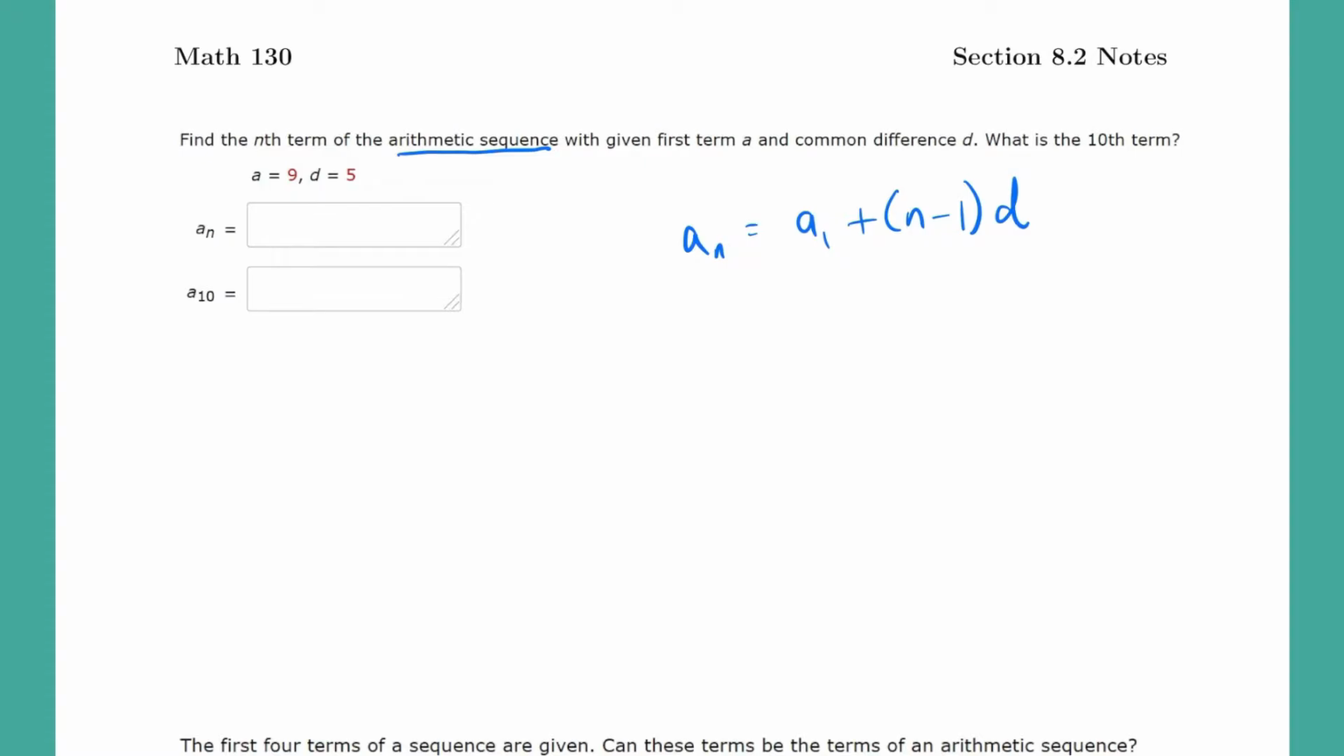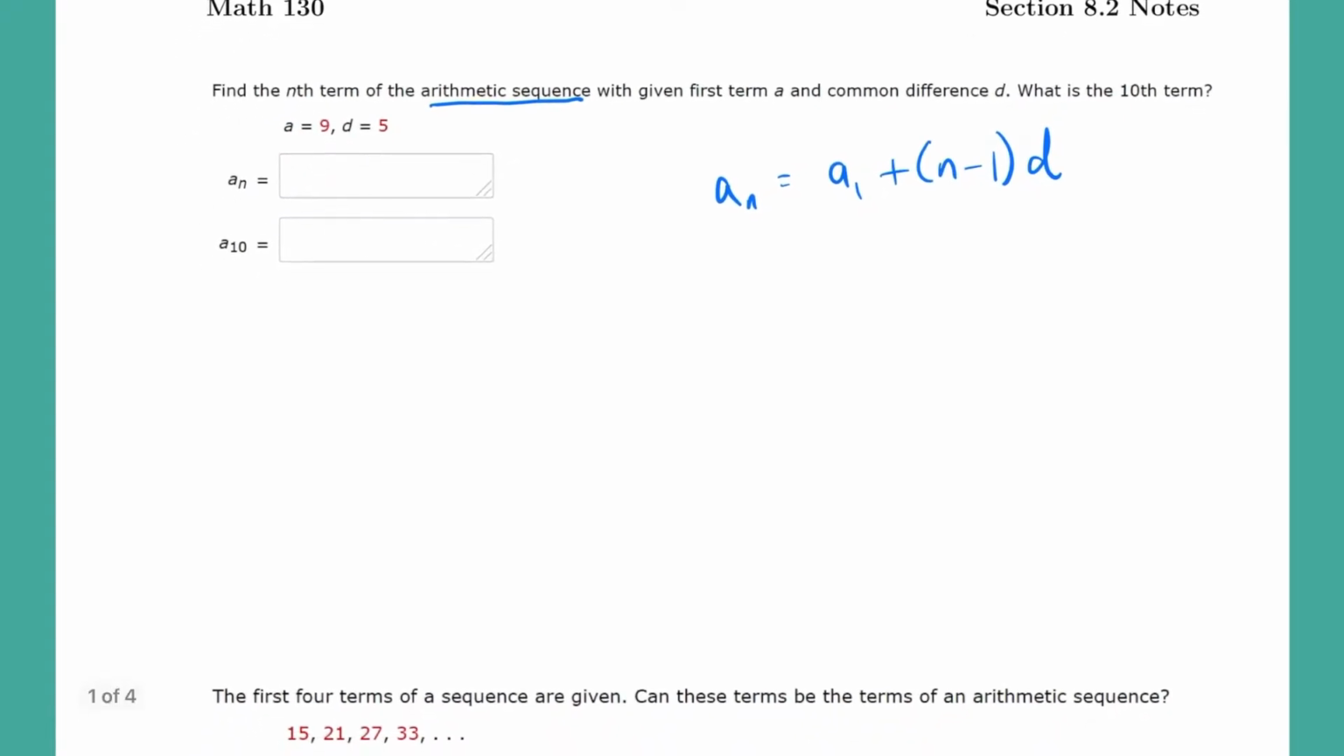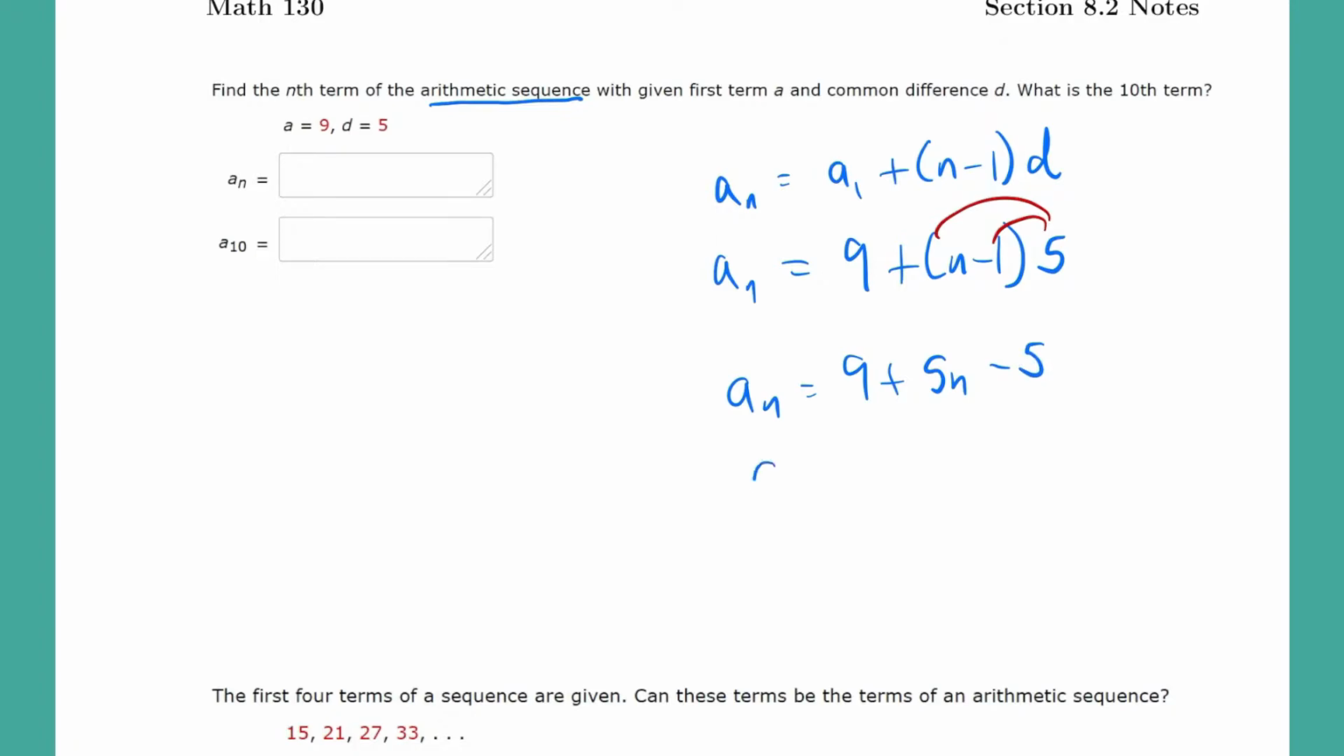All right, we're given the first term. Just as a rule of thumb, if there's no subscript, that means by default it's really 1. So some books will have the actual 1 explicitly written, others will not. In this case they do not, but that just means your first term. So if we plug in, we have 9 plus n minus 1 times d, which is 5. Distribute and simplify. We're going to get 9 plus 5n minus 5, and combining like terms gives us 5n plus 4. So 5n plus 4 is our general formula to find the nth term.